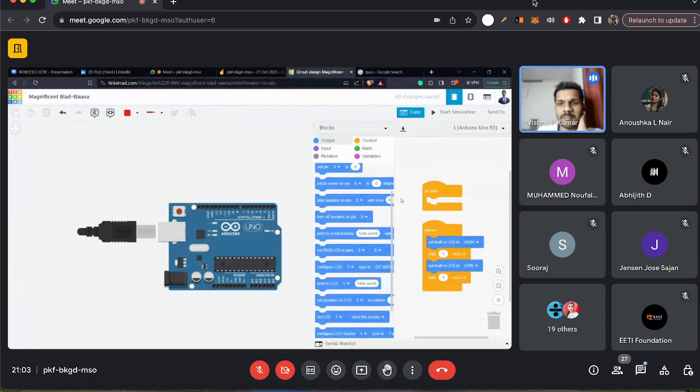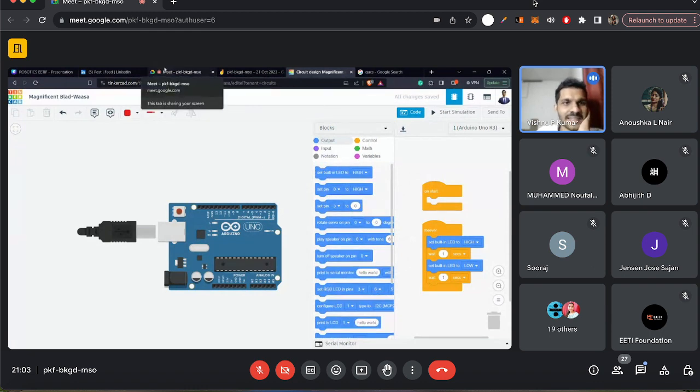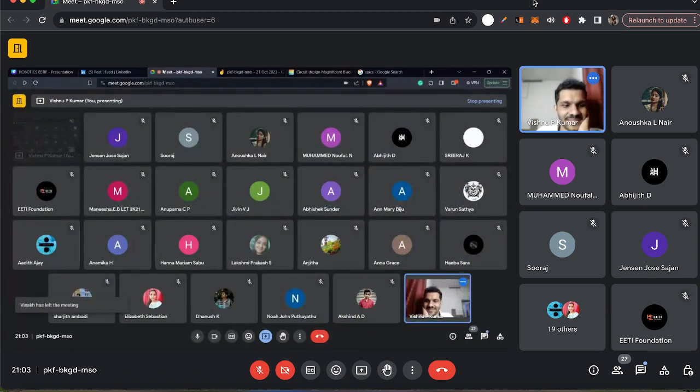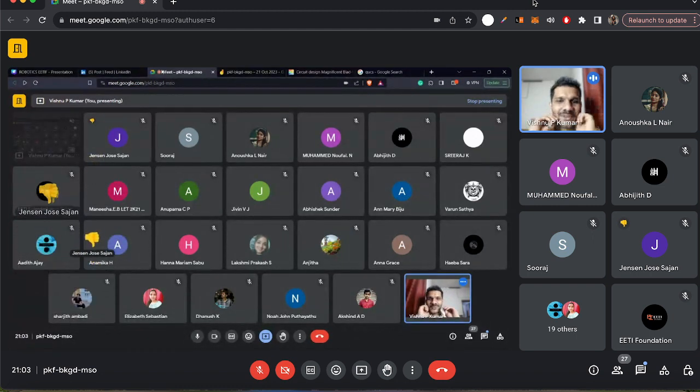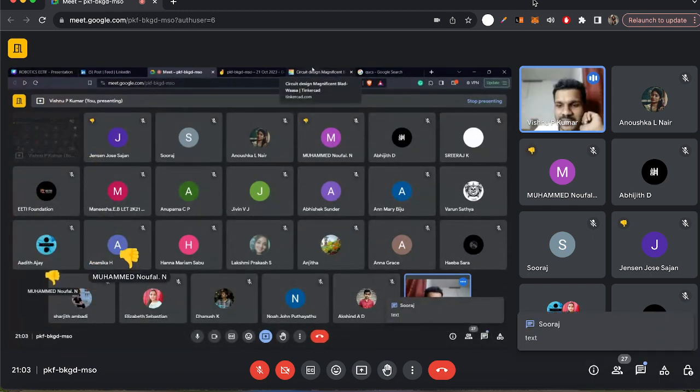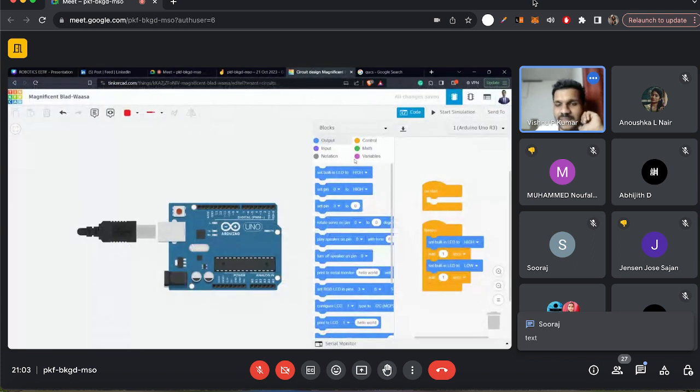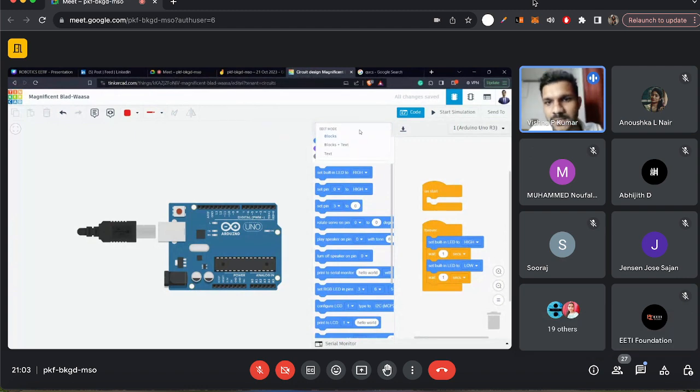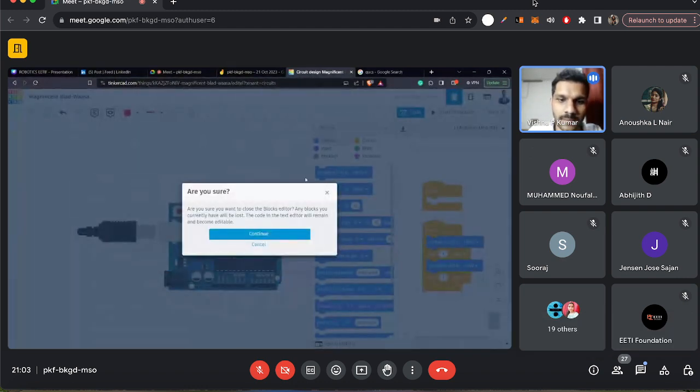Are we at an age where we need to use block coding? Okay, no. So we'll be using text coding. Yeah, exactly. There's a drop down, so we'll click on that and you'll get the text coding.